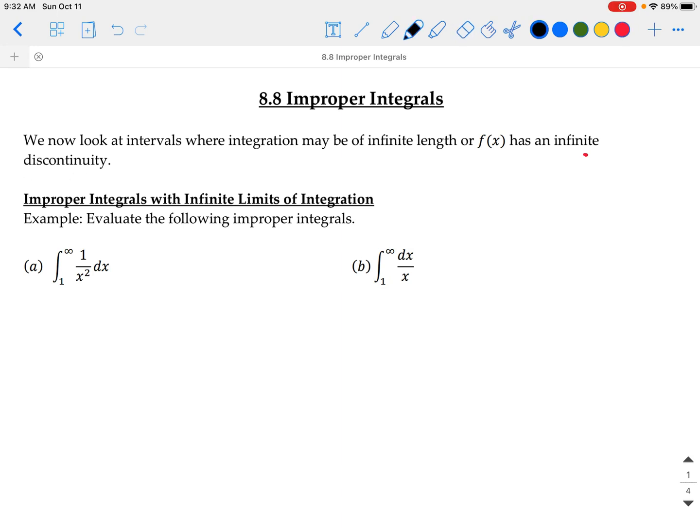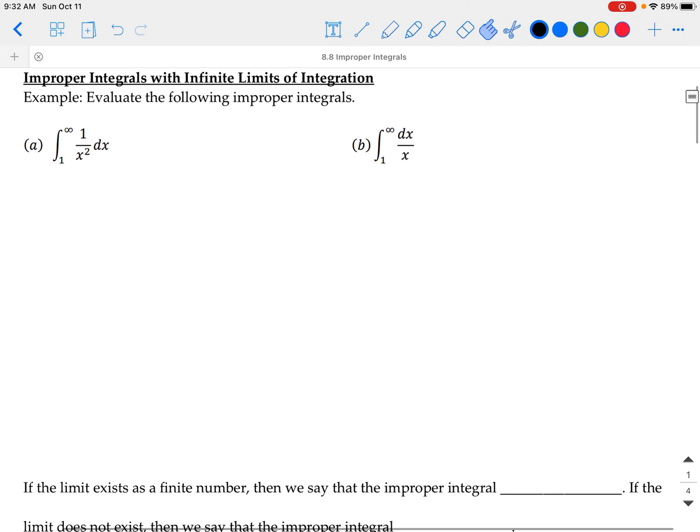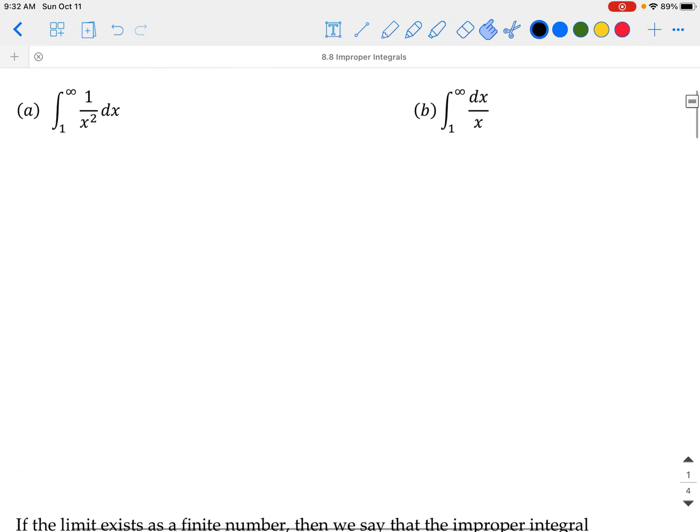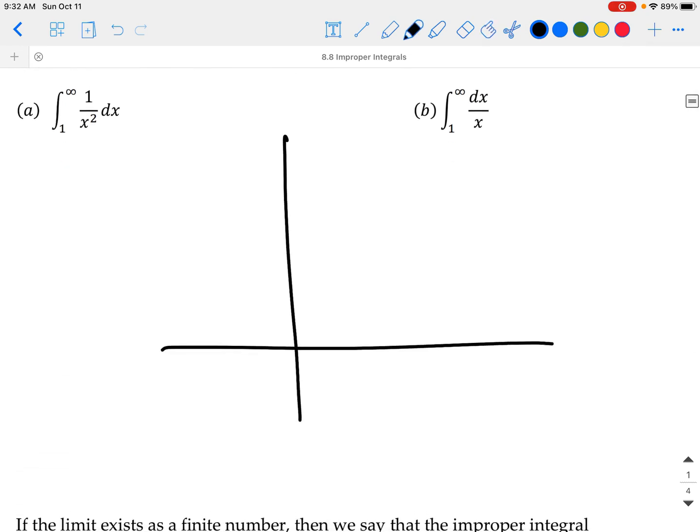For the first examples, we've got two different functions, 1 over x squared and 1 over x, but you'll notice both of these functions are very close to each other, right? So 1 over x maybe looks like this, and then 1 over x squared is going to be very similar, but it's going to shrink faster. As x gets larger, x squared is going to get larger faster, which means the ratio of 1 to x squared is going to get smaller.